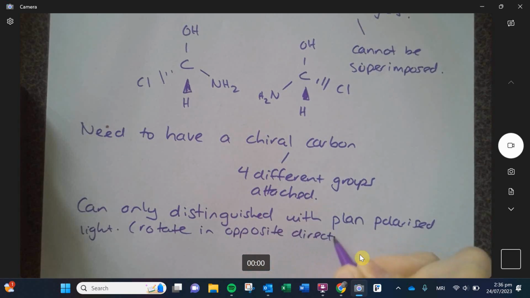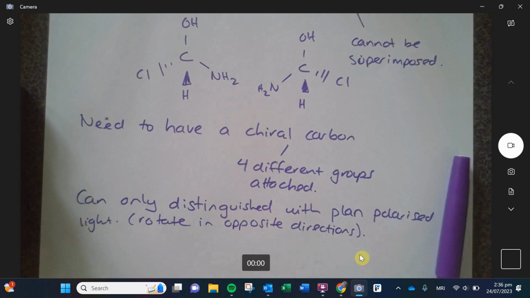What's interesting about these molecules is that they will have exactly the same properties when it comes to melting point, boiling point, and things like that. The only way you can tell them apart is by using polarized light and seeing how they rotate. What is really neat, though, is that they can have completely different medical and chemical properties, in the sense of chemical reactions.